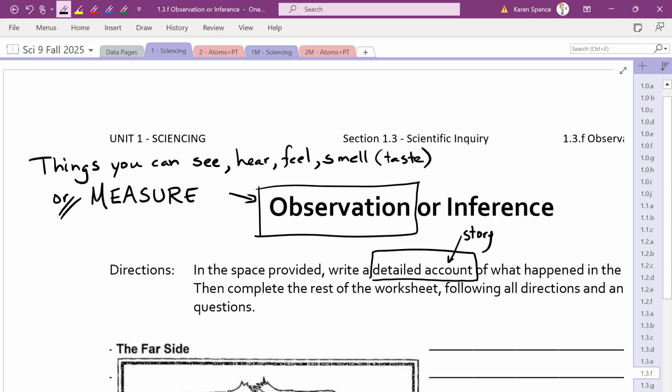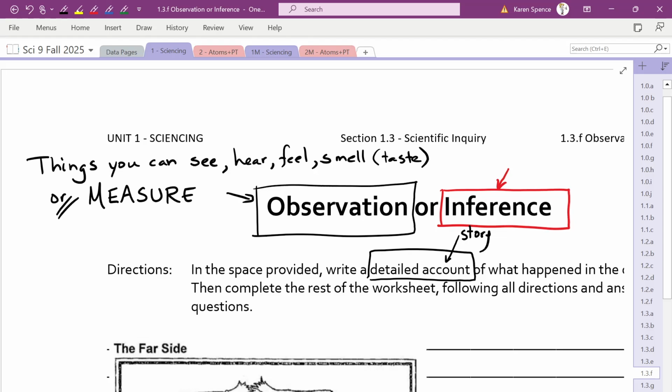Can I see it, feel it, touch it, taste it? Now, an inference. An inference is based on your observations. It is a logical guess based on your observations.